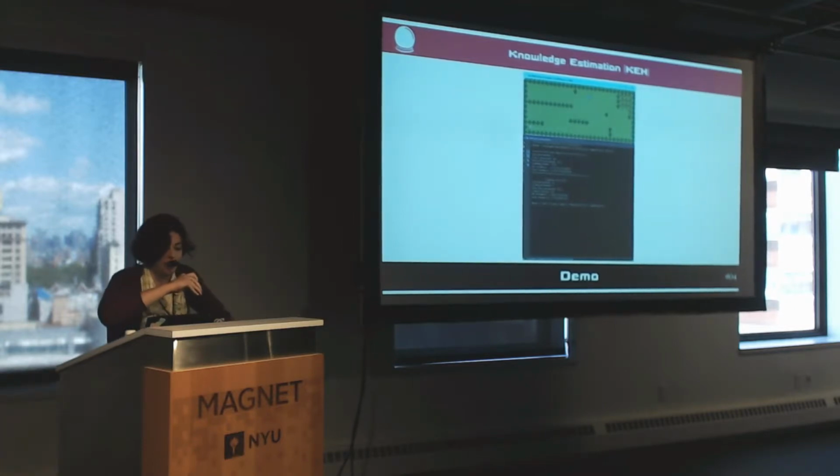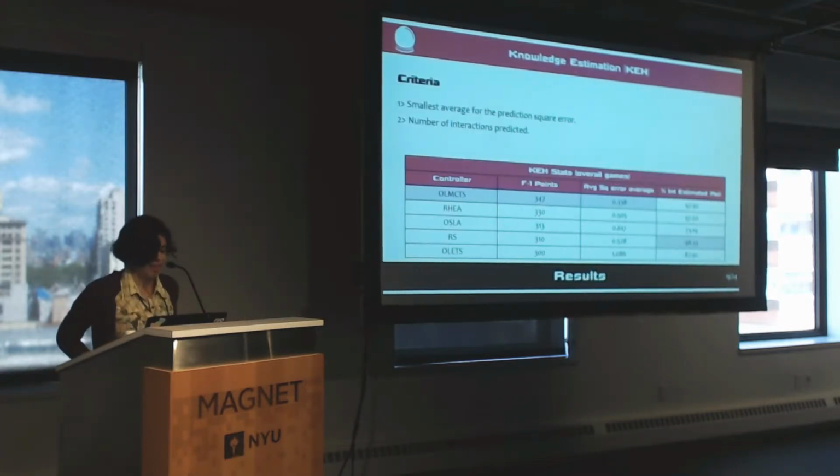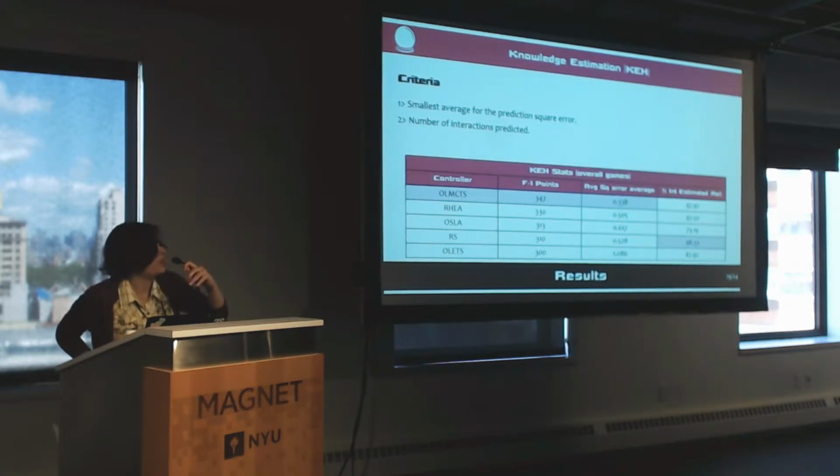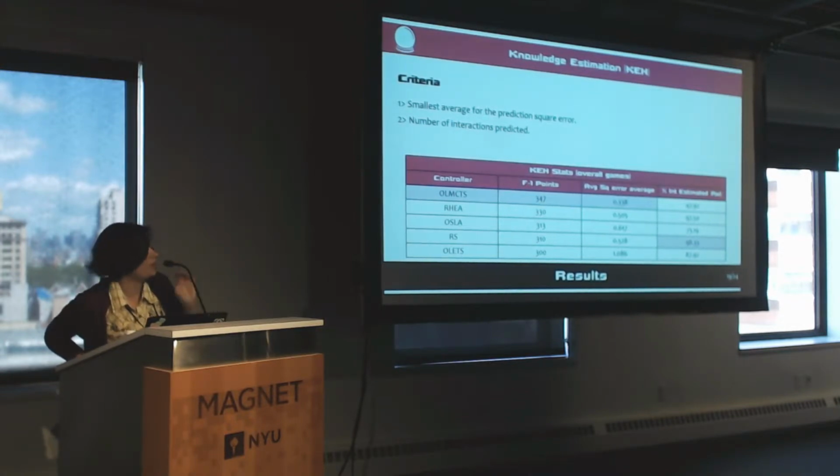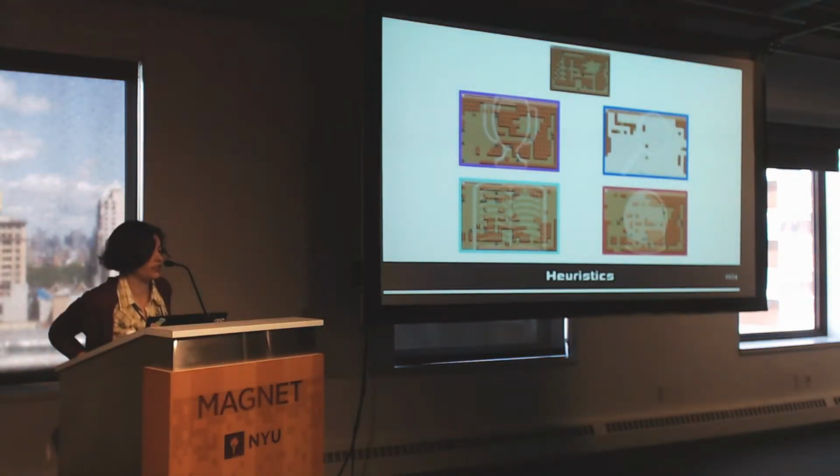I need to speed up a little bit. The criterion was the smallest average prediction squared error in these estimations, and in this case, the open loop MCTS is the one that performed better. And this is another screenshot of the different behaviors in another game, where it is clear that the same agent with different heuristics behaves differently.